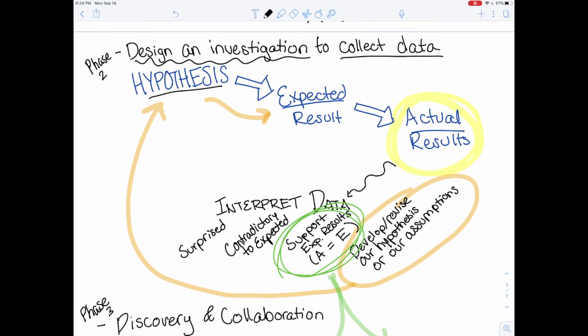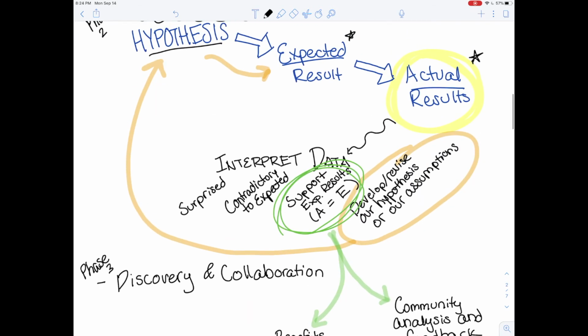And it's not as simple as collecting data and analyzing it. Sometimes your expected result and your actual results may completely be different, in which case you'll need to develop your hypothesis and try again. Occasionally, the data that we interpret supports the expected results. So the actual results equal the expected results.